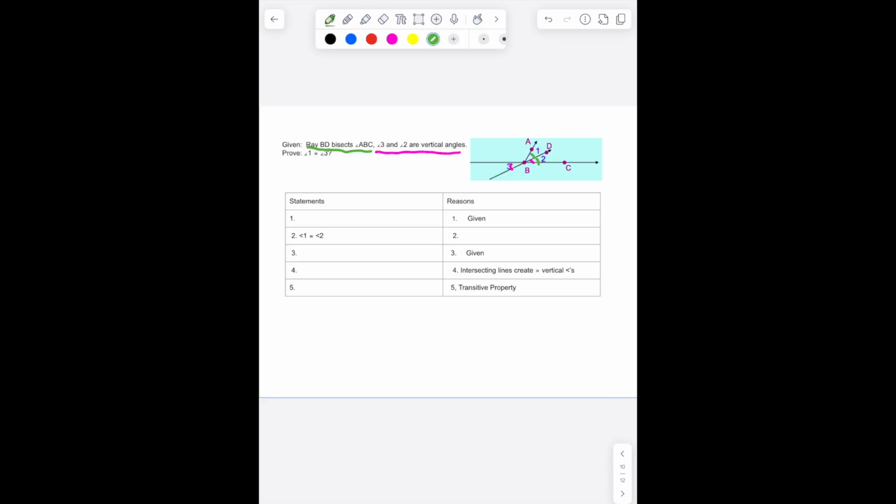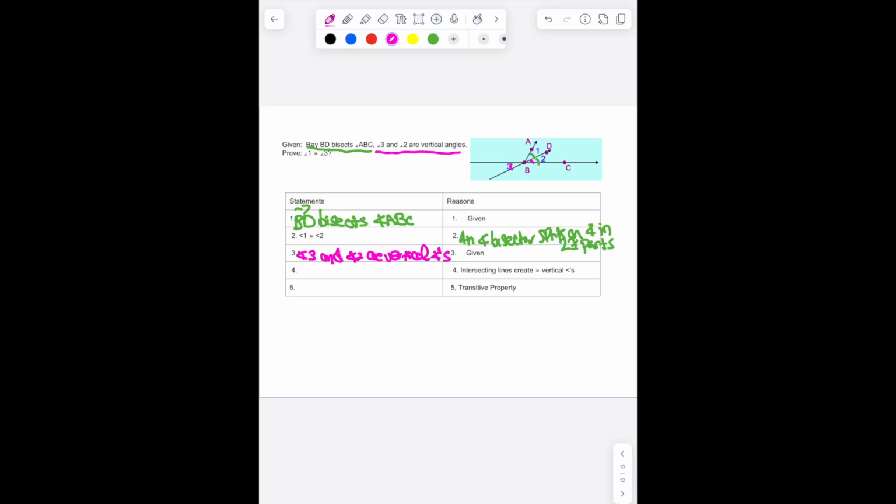So first I'm going to fill in the given information. So ray BD bisects angle ABC. And from that, we concluded that angle 1 was congruent to angle 2. And that was because an angle bisector splits an angle into two congruent parts. We were also given that angle 3 and angle 2 are vertical angles. That was given to us.